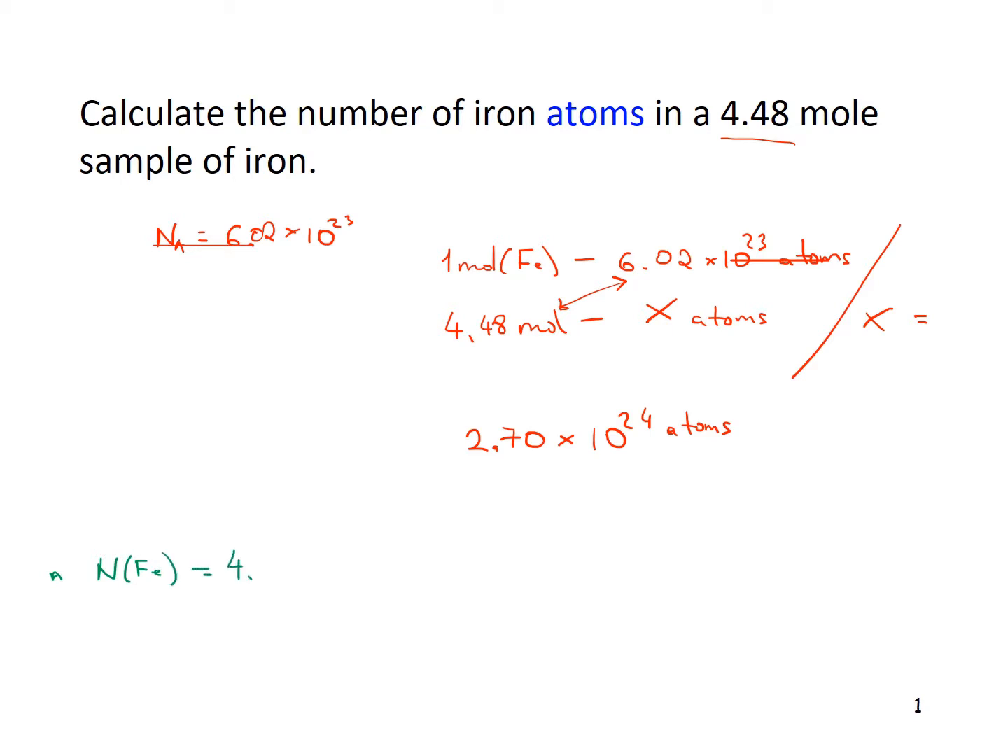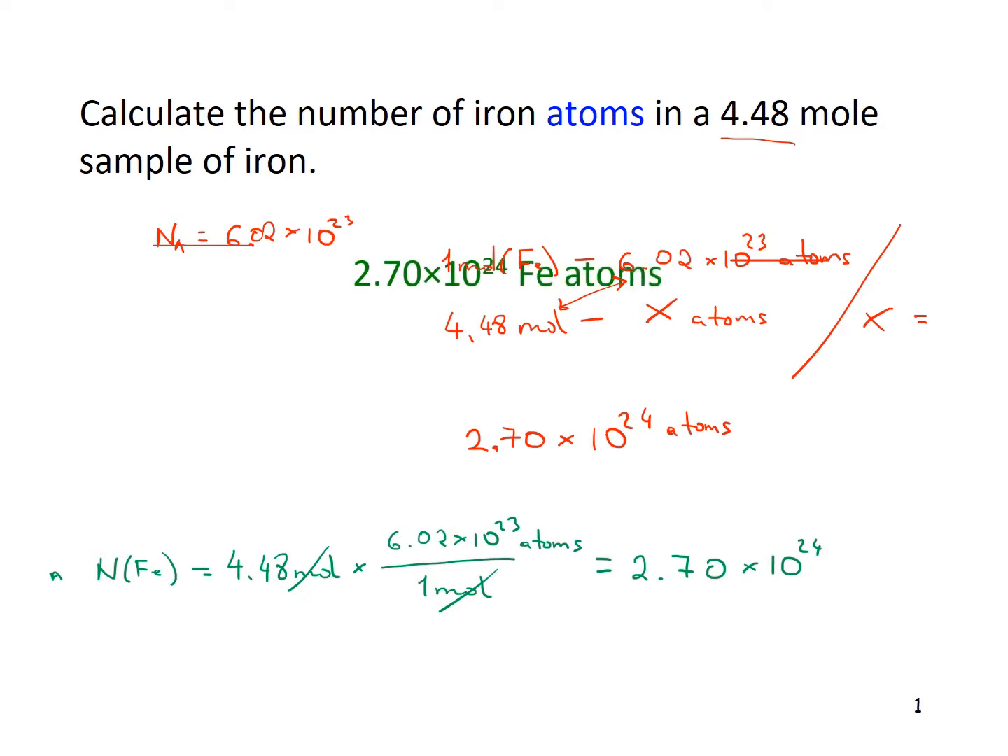You can also use dimensional analysis, right? So to find the number of iron atoms, let's put it this way, with a capital N, we can start with the moles. So we can put 4.48 moles times the fraction, and on the bottom we need to have the moles, so I can put that 1 mole of the sample contains 6.02 times 10 to the 23rd atoms. I cancel the moles.